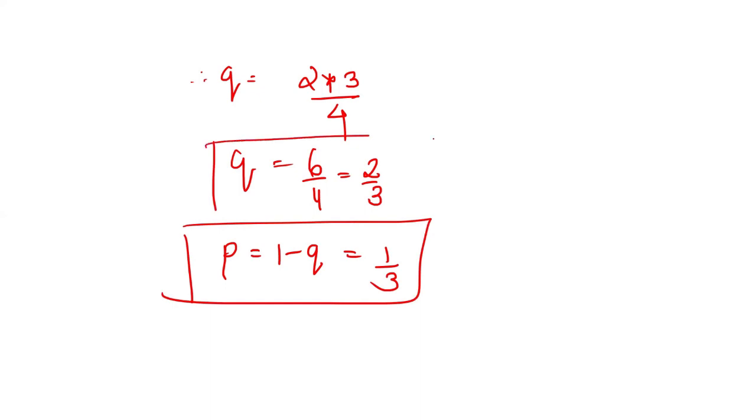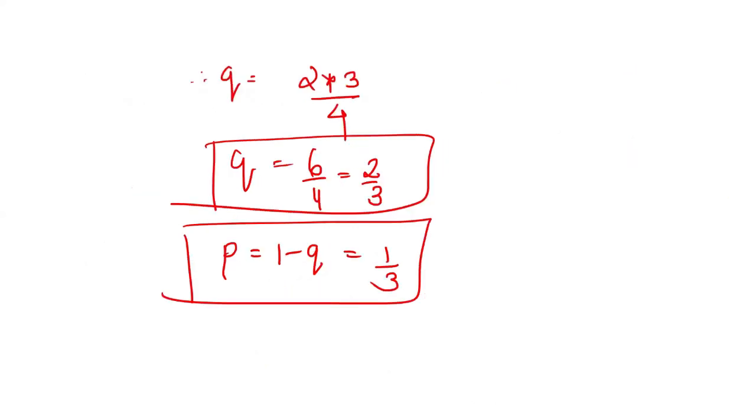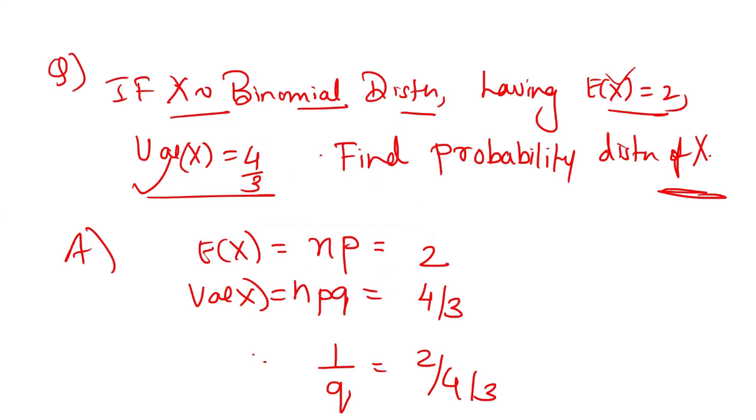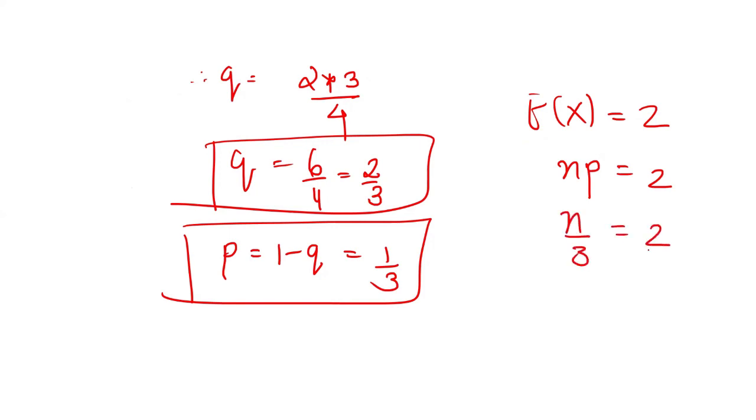So this is very important. You have been given X following binomial distribution in which the expectation of X and the variance of X are given, and they ask you to find the probability distribution of X. You understood the value of Q and the value of P, and now you have to find the value of N. Expectation of X is equal to 2, therefore NP is equal to 2, N times 1 by 3 is equal to 2, so N is equal to 6.